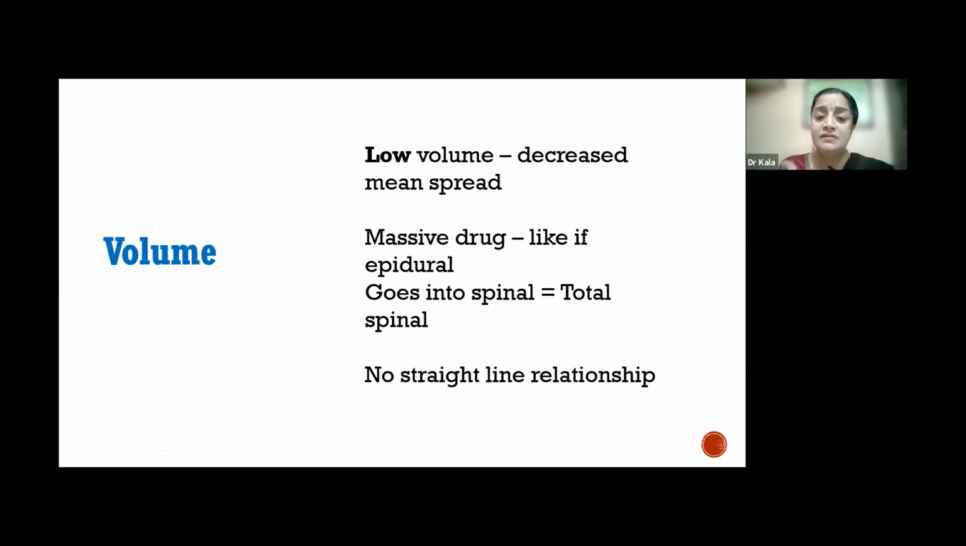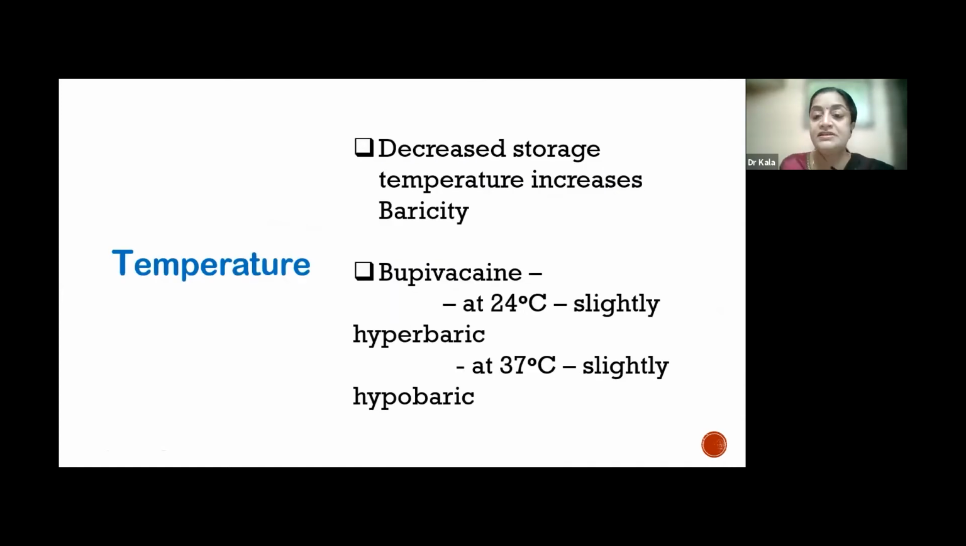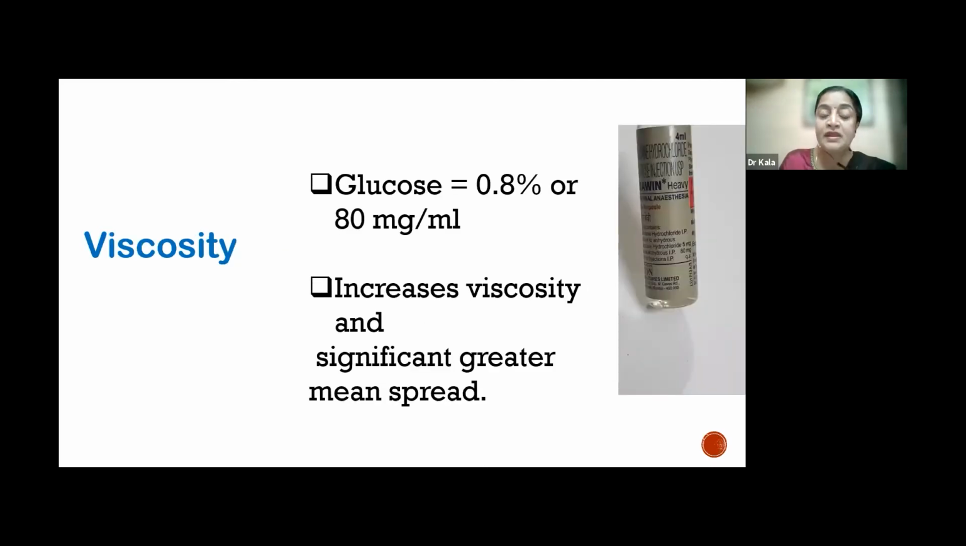Now, what about the volume? Low volume means decreased spread. A massive drug volume, for example if you give an epidural dose that goes into the spinal space, gives you a total spinal because of the higher volume. And it has no straight line relationship. Temperature: decreased storage temperature increases the baricity. Bupivacaine at 24 degrees is slightly hyperbaric, while the same bupivacaine at 37 degrees centigrade is slightly hypobaric.